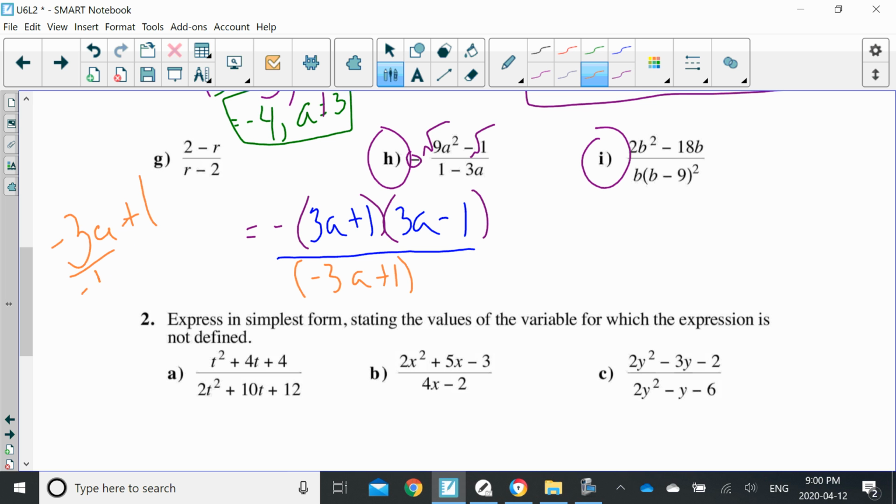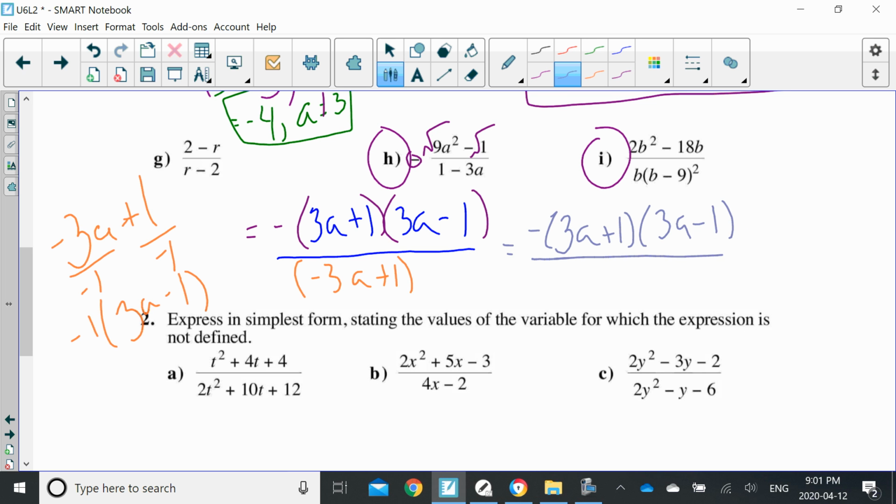If I factor out a negative 1, what I'm going to be left with is 3a minus. Okay, so I'm going to rewrite this entire thing, but I'm going to factor out that negative 1. So I'd be left with in my numerator 3a minus 1. In my denominator, I now have the negative that I factored out and 3a minus 1.